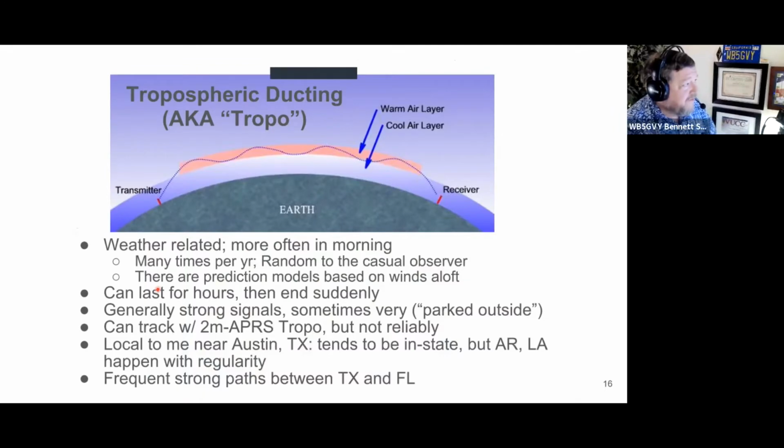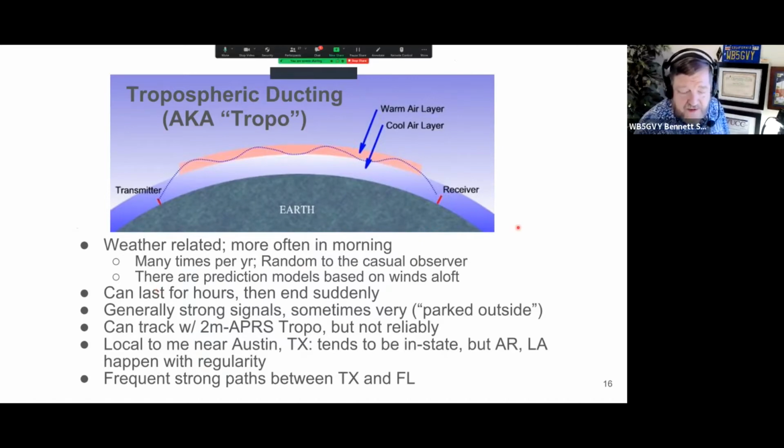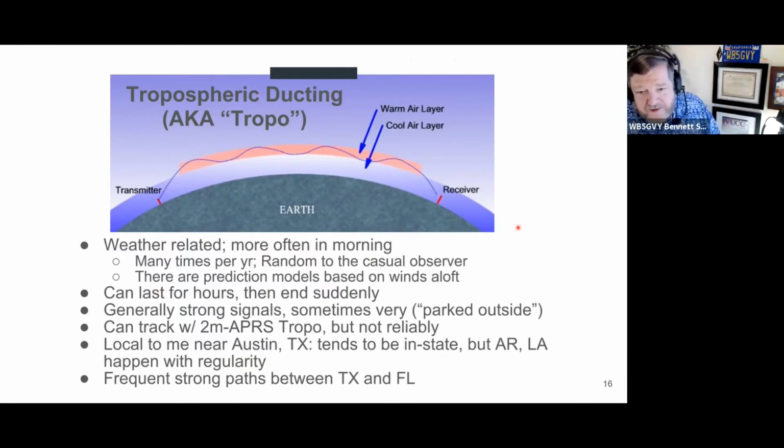All right, there's also another phenomenon called tropospheric ducting, and this is a weather-related thing. Basically, the idea is that the radio signal can tunnel or duct between two different temperature layers, from a warm air layer to a cool air layer. This happens many times a year. It is random to the casual observer. I've read that there are prediction models based on winds aloft, where there are some people that can predict it. I can't.